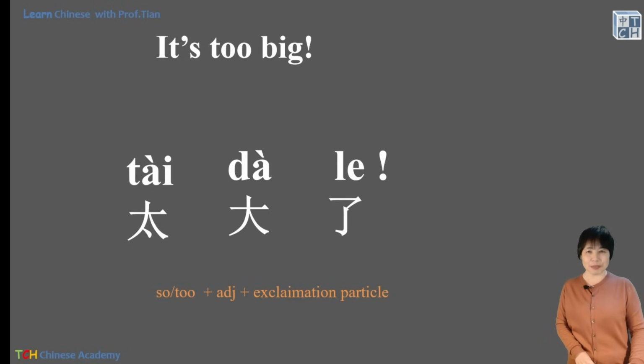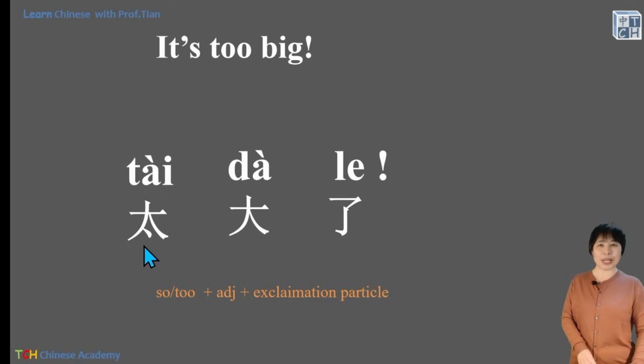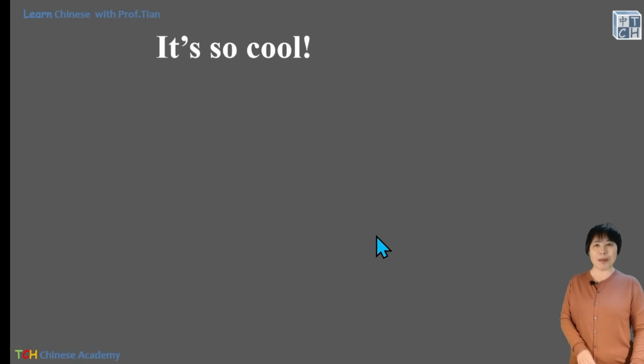Sometimes you say, hey, look at these two characters, they are very much alike. Yes, you're right. This is the big, and if you add a dot, it means too or so. So, 太大了. And how about, it's so cool?